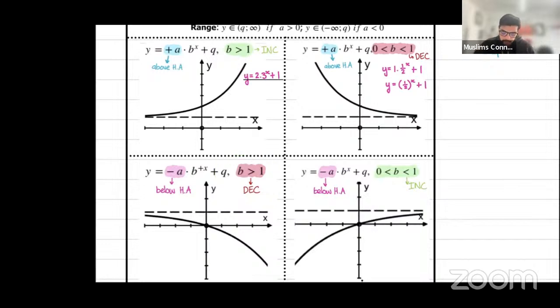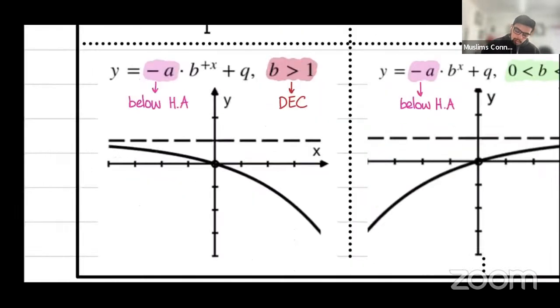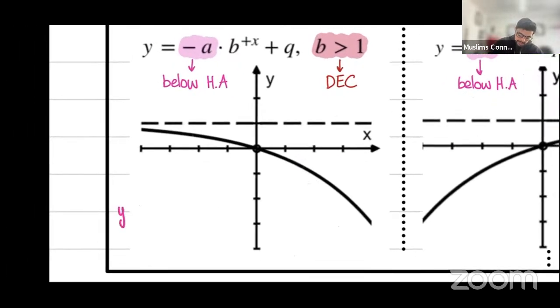So we must pay careful attention to a. A tells us whether it's above or below. Thereafter, we look at b. Is b greater than 1 or is it between 0 and 1? And then we can determine the shape. Let's do example equations for this one. For this one, we could have y is equal to negative 2 to the power of x plus 1.